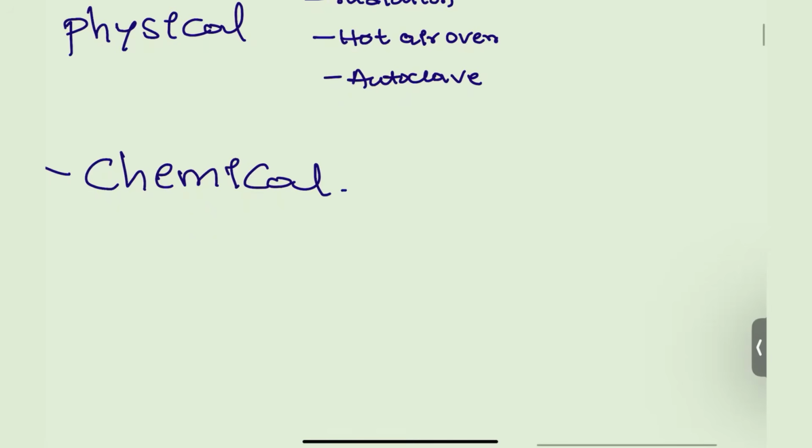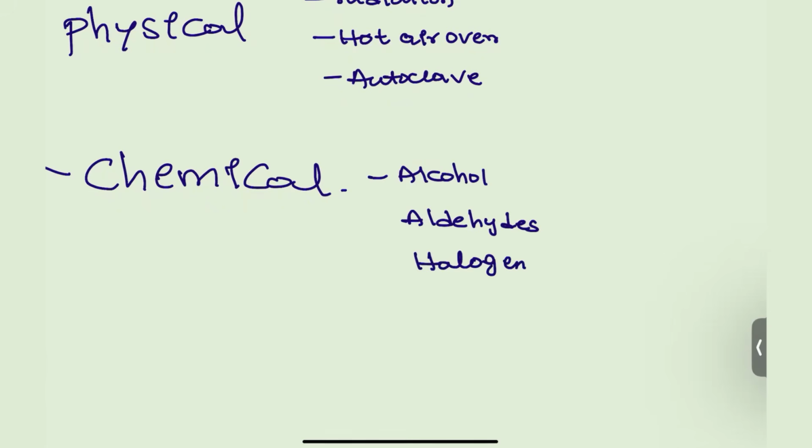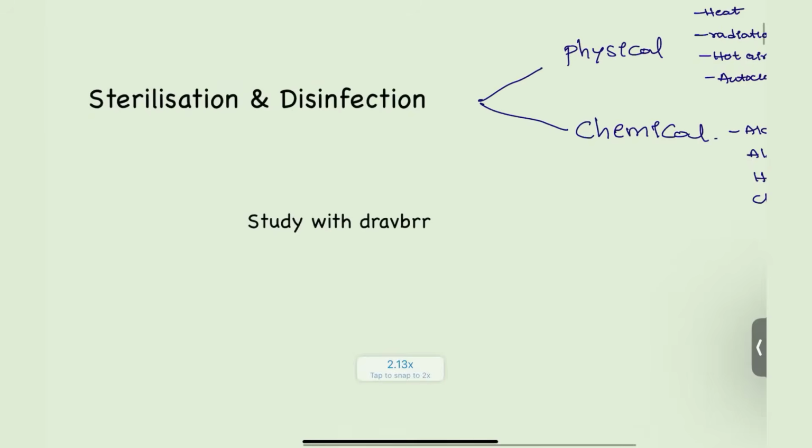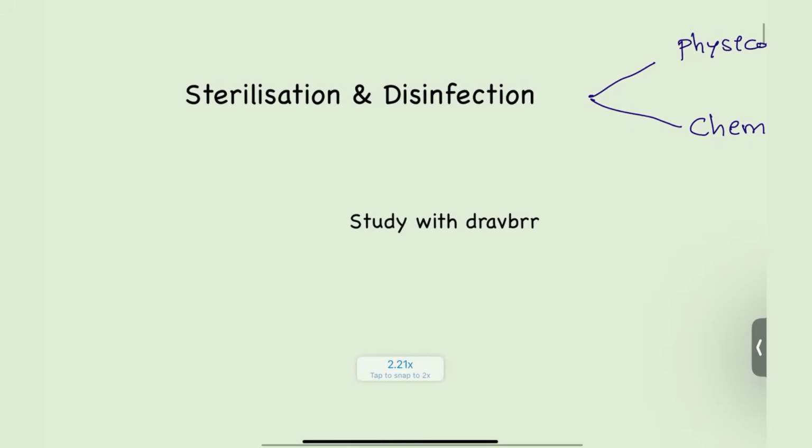What about the chemical methods? What are the liquids that we commonly use? Isopropyl alcohol, right, we commonly use, and aldehydes like formaldehyde, this one is also used, and halogens, chlorine, all this will come under the chemical methods. Next, most importantly, what we have to remember is the control of these sterilization techniques.